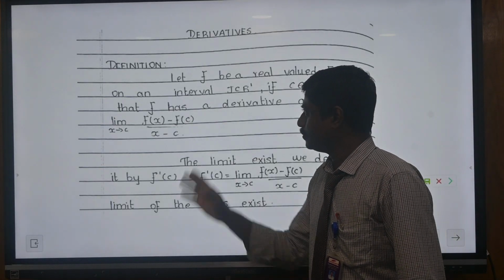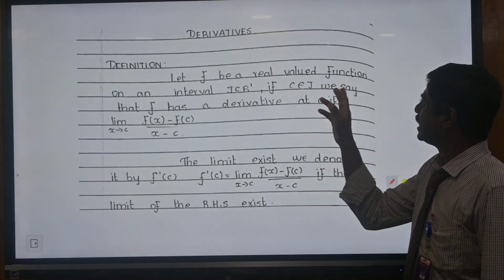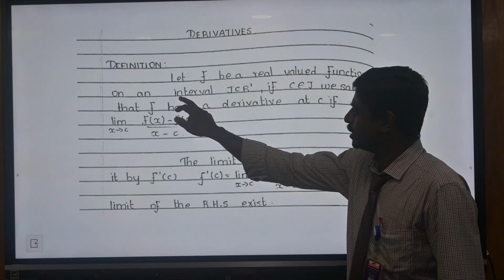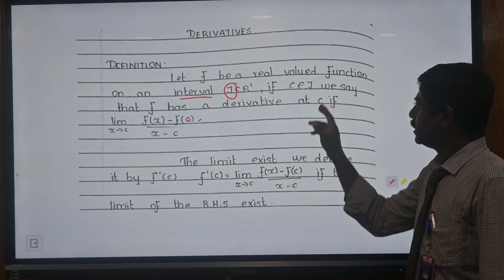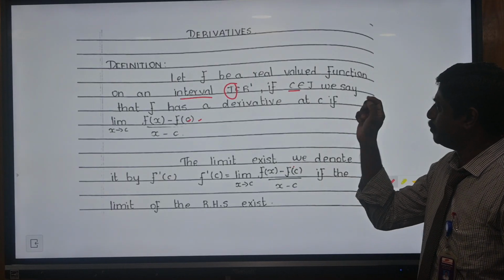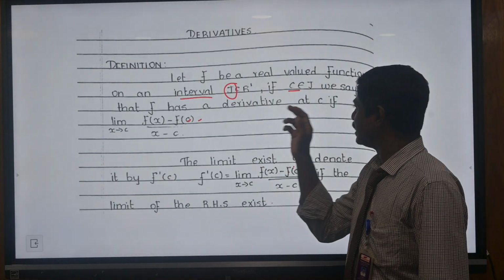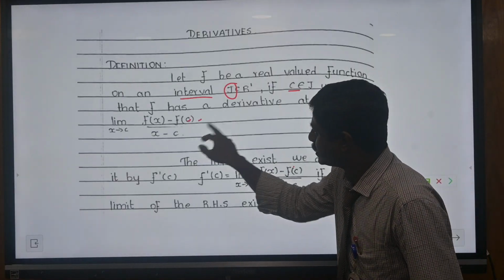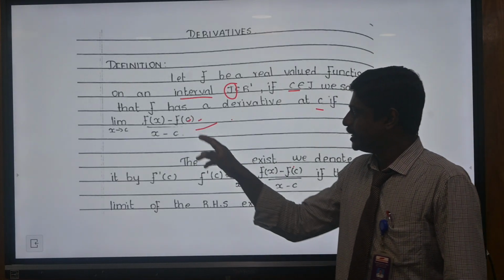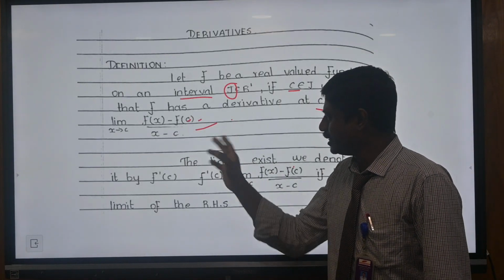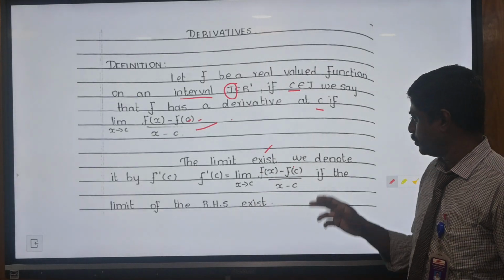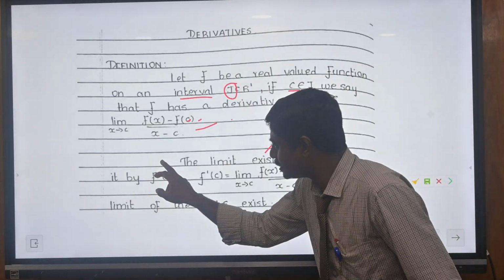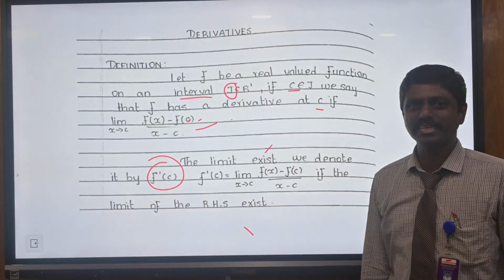What is a derivative? Let us see the definition. Let f be a real valued function on an interval J containing R1. If C belongs to J, we say that f has a derivative at C under this condition: the limit as x tends to C of (f of x minus f of C) divided by (x minus C) exists, that means we get some value. We denote it by f dash of C, this is the notation of derivative.